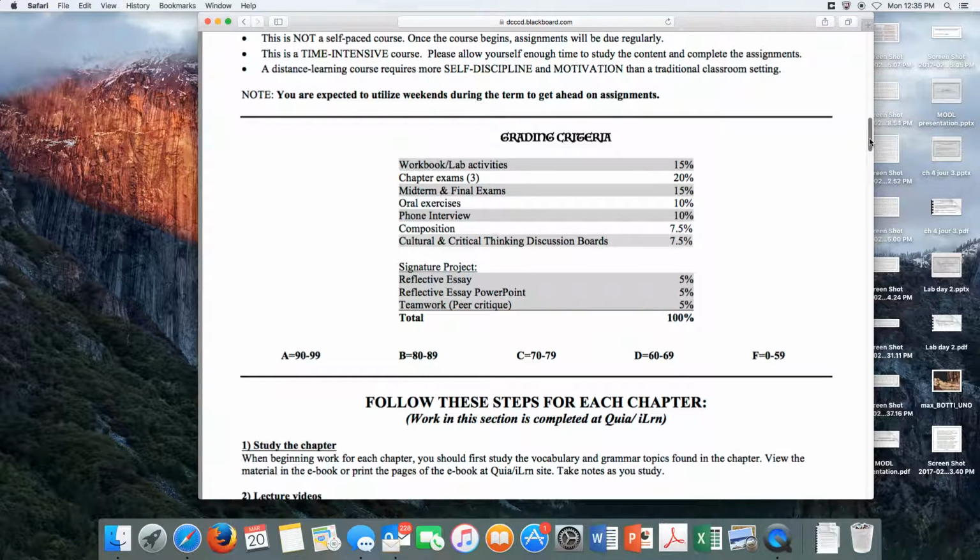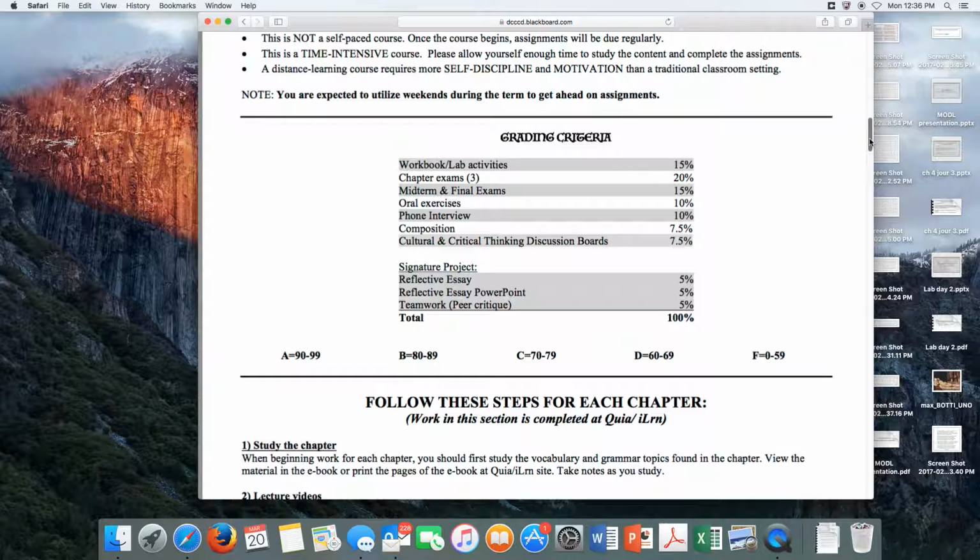The grading criteria for this course is as follows. Every other day you will have workbook and lab activities that you will be submitting. This course is not self-paced. There are assignments due every other day. There are no makeups in this class, and I don't accept late assignments. So make sure that you follow this calendar closely.